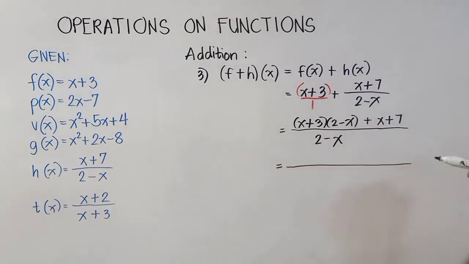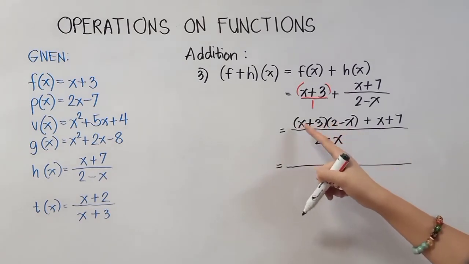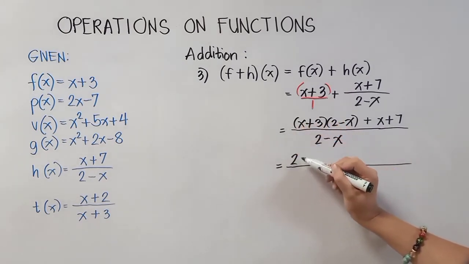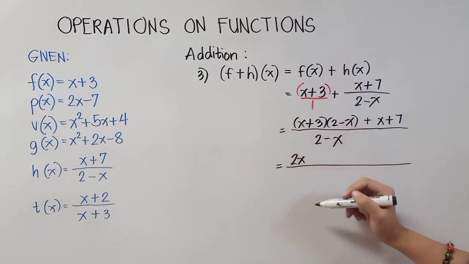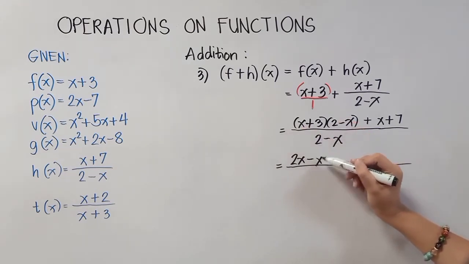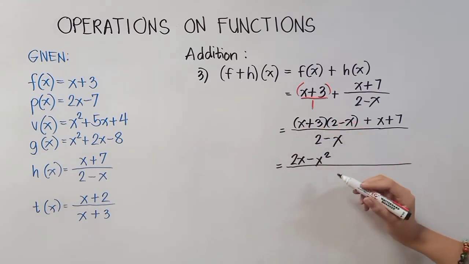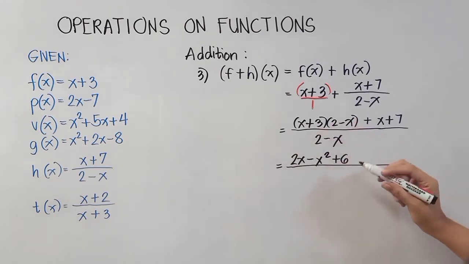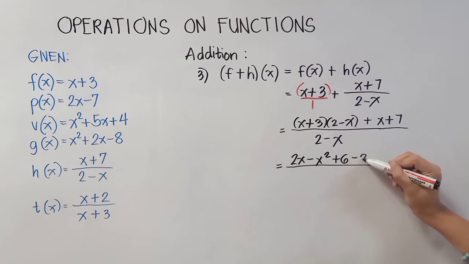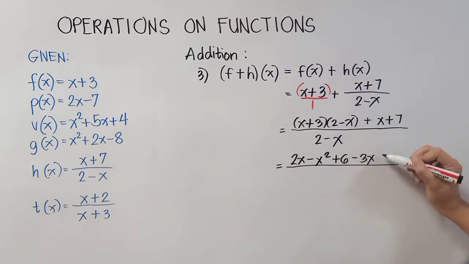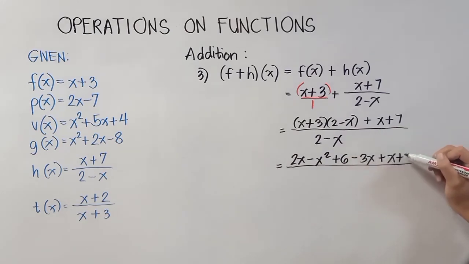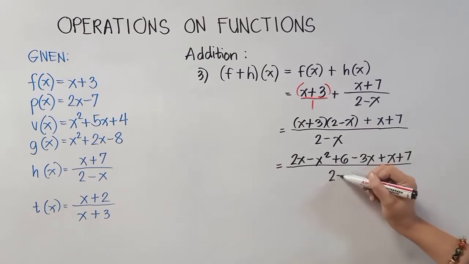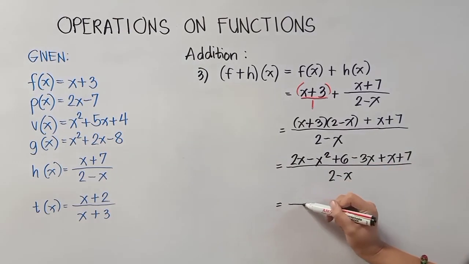Let us now do the FOIL method here. X times 2, that is 2x. X times negative x, that's negative x squared. 3 times 2, that's positive 6. 3 times negative x, that's negative 3x. And then we'll just copy plus x plus 7, still over 2 minus x.